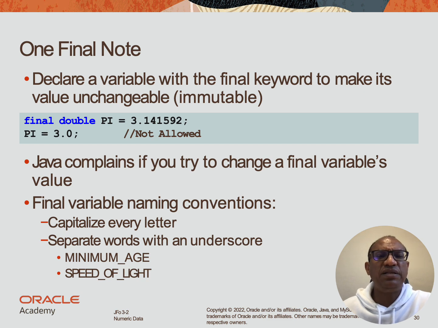To make a variable unchangeable, use the final keyword. This is useful for constants like pi or max speed. Final variable names should be all uppercase with underscores. This helps distinguish them from other variables.